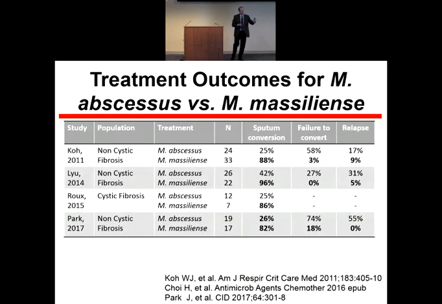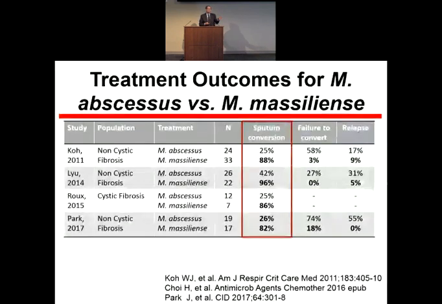If you have Massiliense, you are going to get cured. If you have abscessus, don't tell the patient you're going to cure them, because there's a very, very low chance that you're going to be able to do that. And that's just to highlight the importance of sputum conversion in this disease and how different it is between the species. So you need to know.